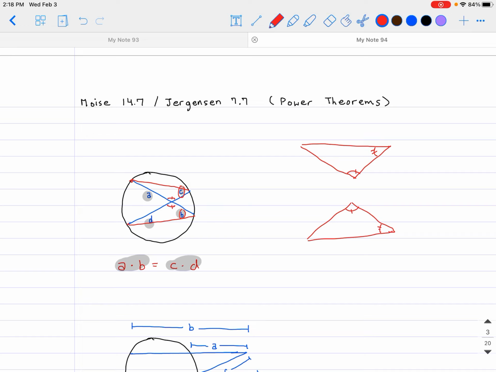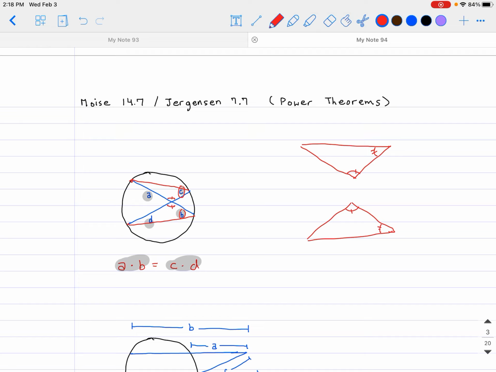inscribed arc, they have the same arc on the outside, and that means their inscribed angles are going to be congruent to each other because they're both half of the measurement of the arc. So because of that, that means the 2 triangles are similar to each other.